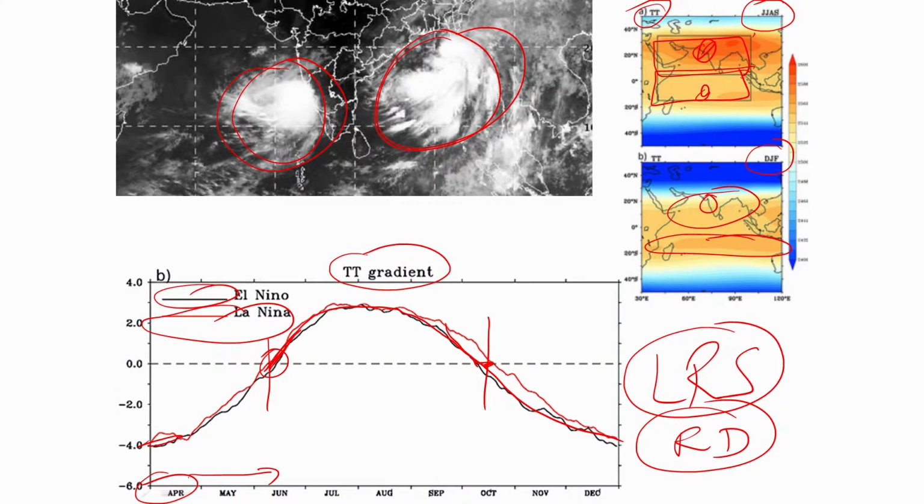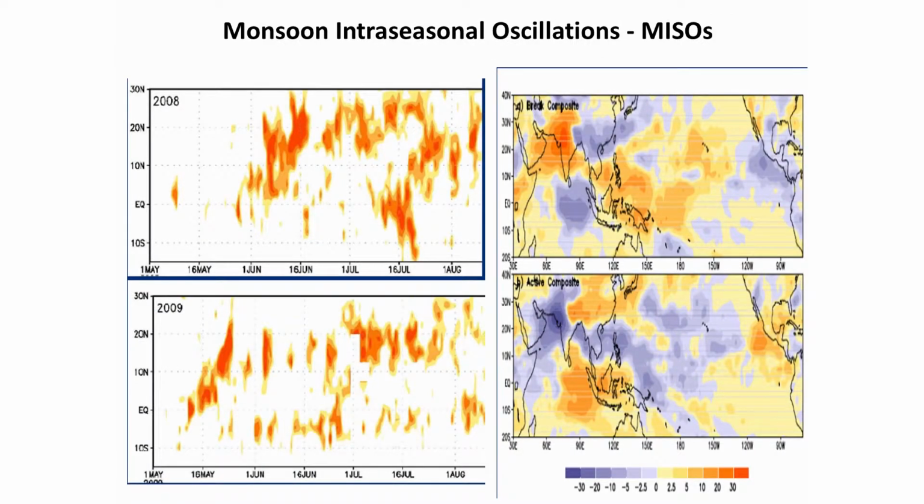So, for global warming, it is the same issue. How is the onset changing? How is the withdrawal changing? How is the length of the rainy season changing? And how are the rainy days changing? Intensity, duration and frequency, right? Those are the kind of things you look for.